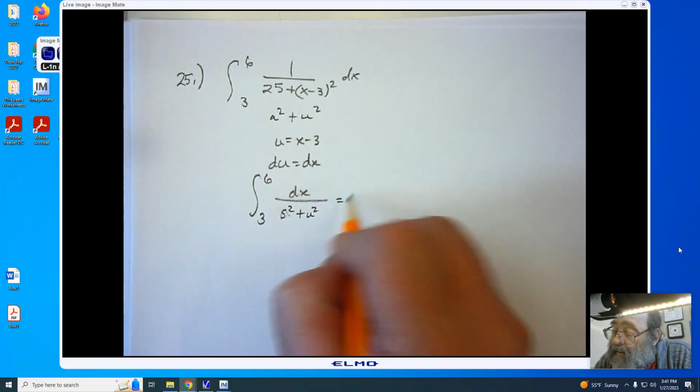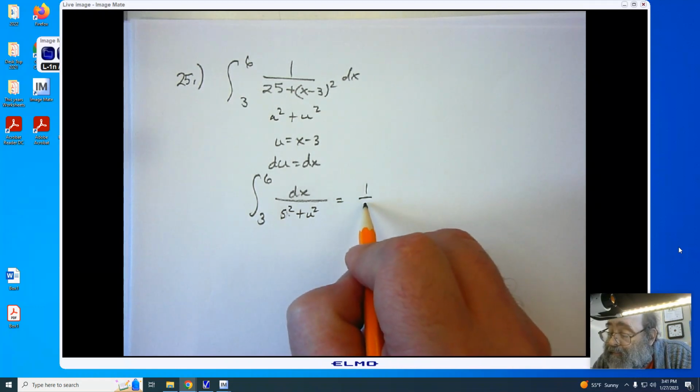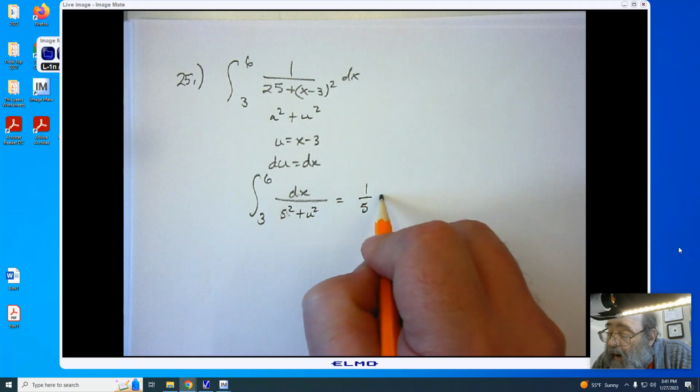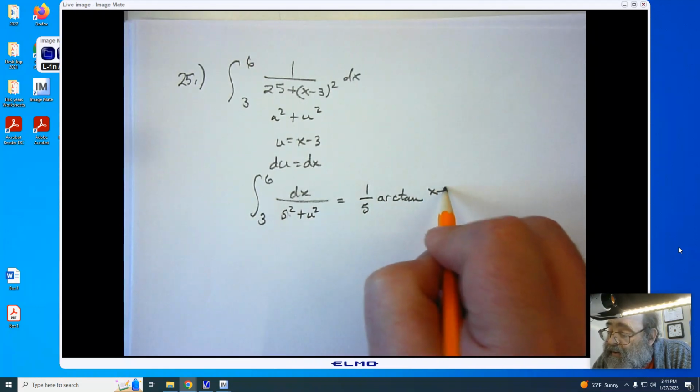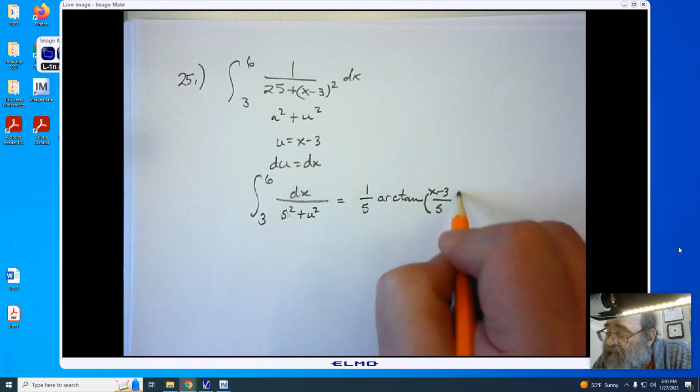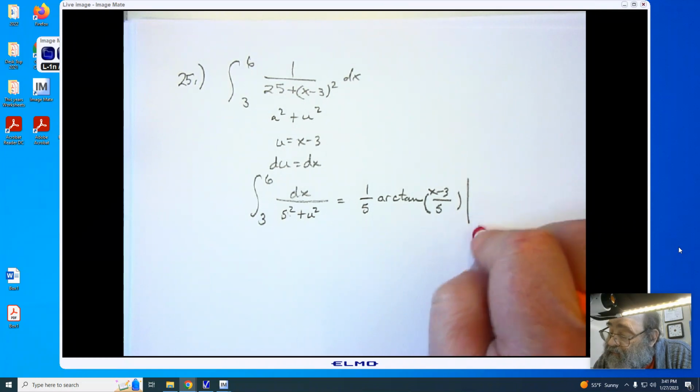Now we know our pattern for this is 1 over 5 arc tangent. We're going to have our x minus 3 divided by 5, and we're going from 3 to 6.